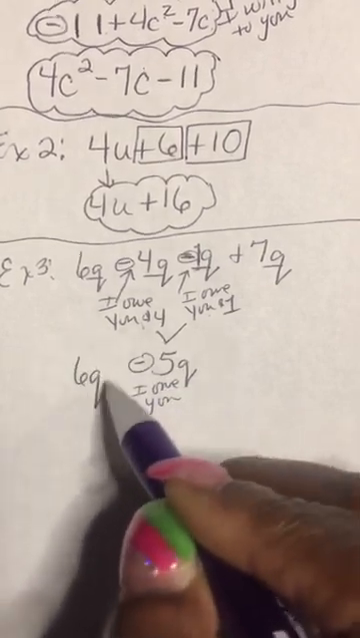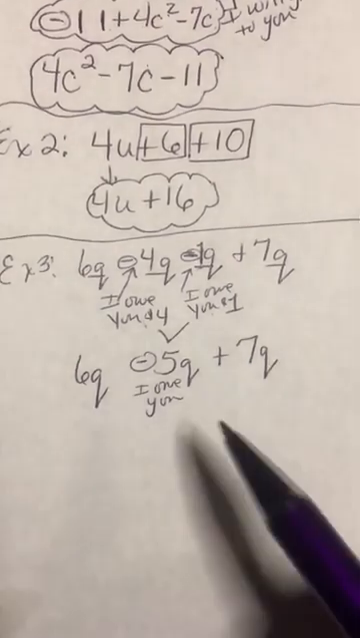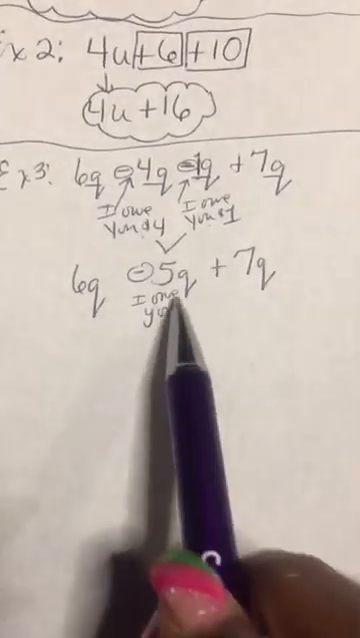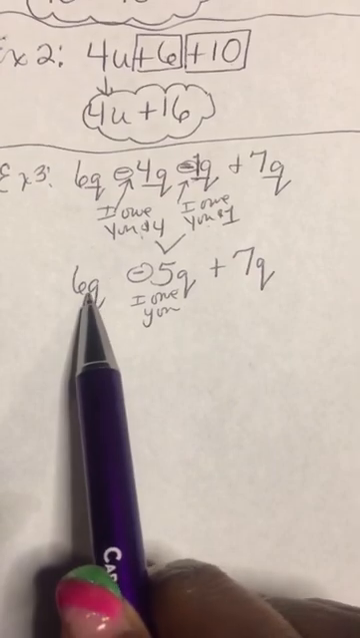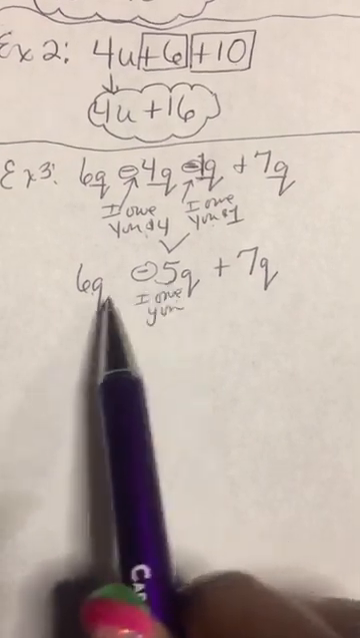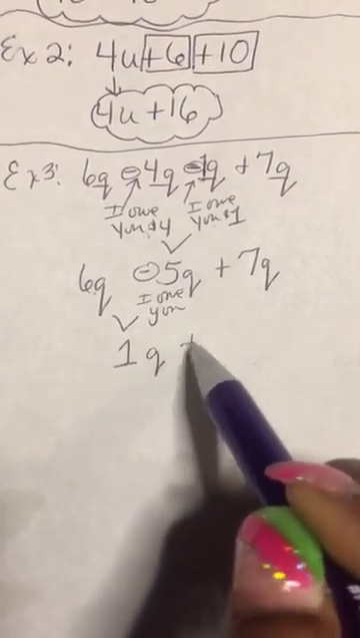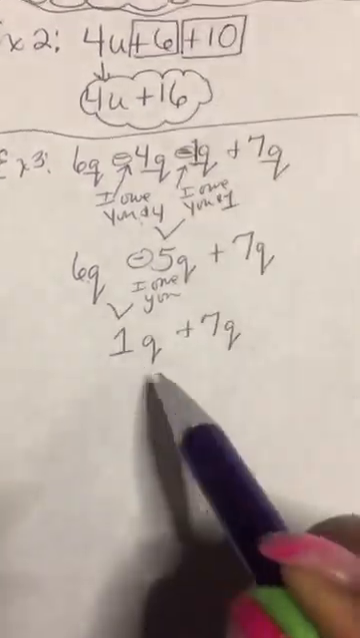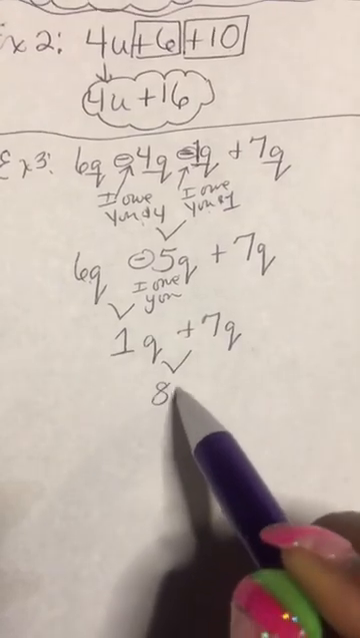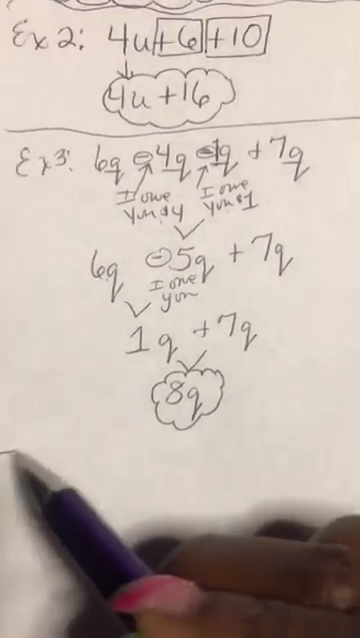And then I have $6, and then I have $7. So if I owe you $5, I have $6 in my pocket, I'm going to give you the $5 that I owe you, which means that I have $1 left, plus my $7, which means I have 8q is the answer.